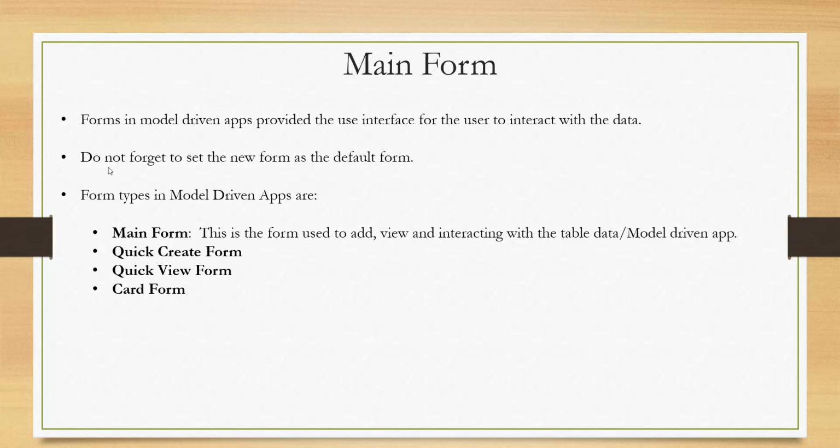There is another thing: if I'm creating a new form or any custom form, I have to set it as the default form, because when we create any new table in Dataverse, it has its own default form. So to override it, I have to create a custom one, and then I have to set it as the default one. How can we do that? Let's start with the demo and then we'll see each and everything.